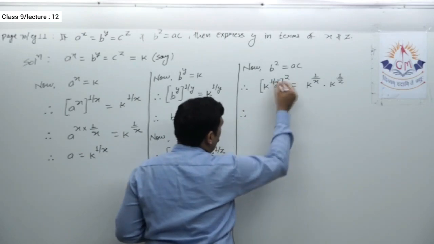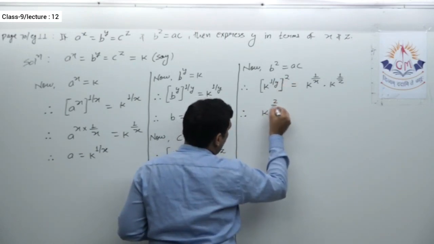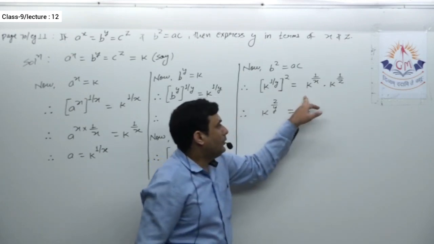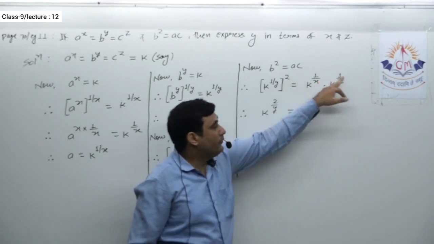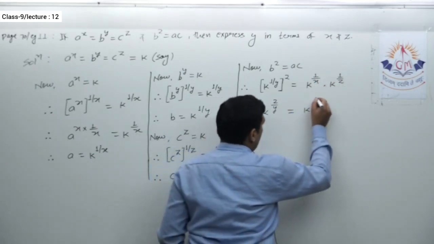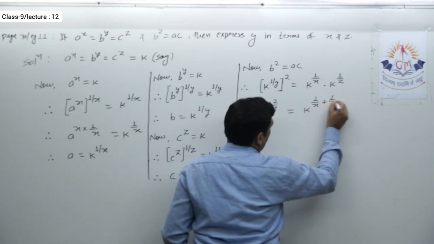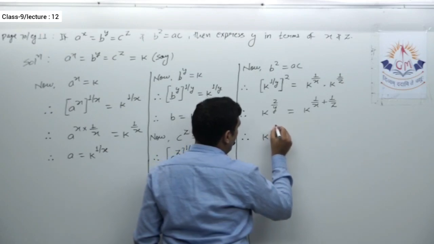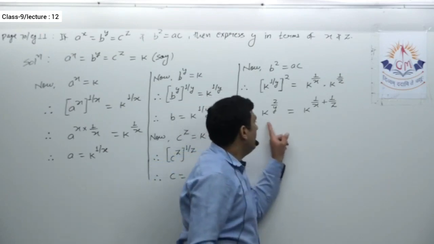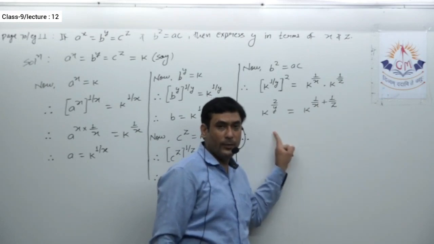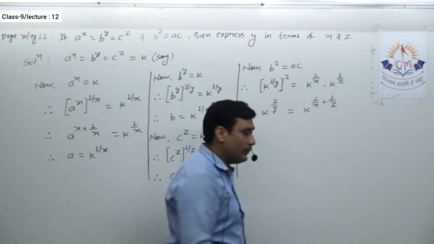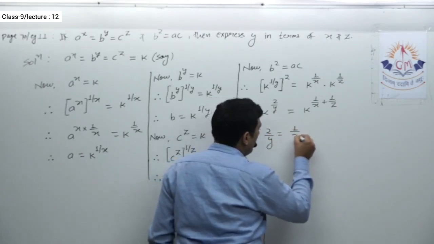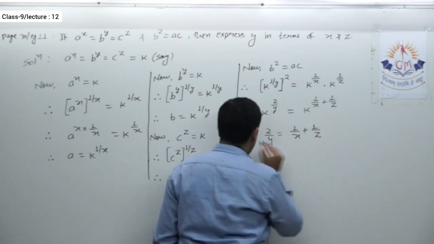Now if I apply the power law, this will become k raised to 2 upon y, and over here if I apply the product law, you can see bases are same, so we have to add the powers. So k raised to 1 upon x plus 1 upon z. So this gives me k raised to 2 upon y. Now you can see on both sides bases are same, so definitely powers must be equal. So I can write 2 upon y is equal to 1 upon x plus 1 upon z.